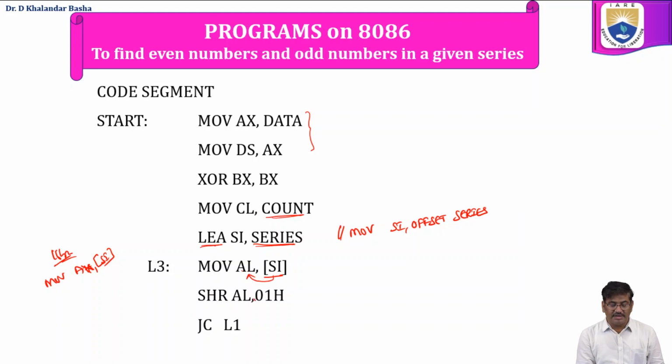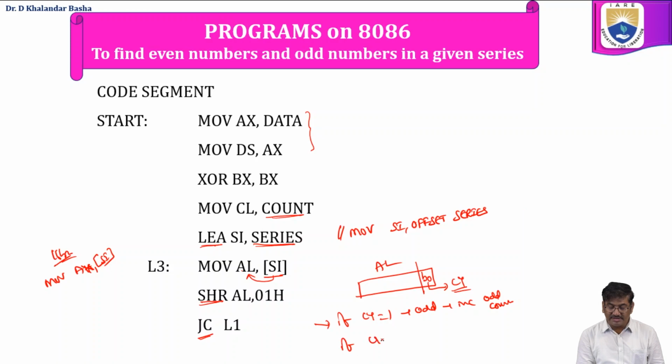Next, once the data is loaded into AL, for checking whether it is an even number or odd number, we will shift these contents towards the right side by 1 bit. So for that, we will write SHR, shift logically towards the right side the accumulator contents by 1 bit. So when you shift these contents of AL, the B0 bit will be moved to the carry flag. So here we will check whether the carry flag is equivalent to 1 or 0. So if the carry flag is equivalent to 1, what does it indicate? It indicates an odd number. So go for incrementing the odd counter.